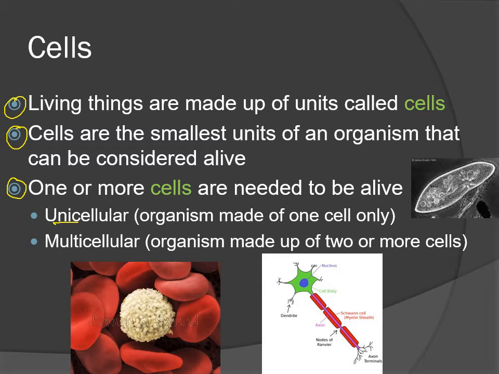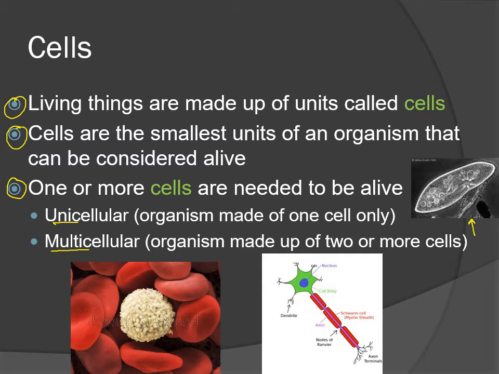A unicellular organism is made of one cell only, whereas a multicellular organism is made of at least two cells, if not more. And of course, in the case of blue whales and humans and gorillas and elephants and all of that, and a tree, we are made of billions upon billions of cells. Shown here, we have a single-celled organism.